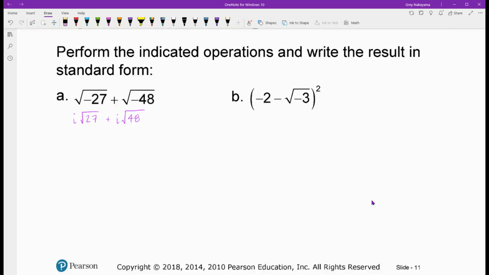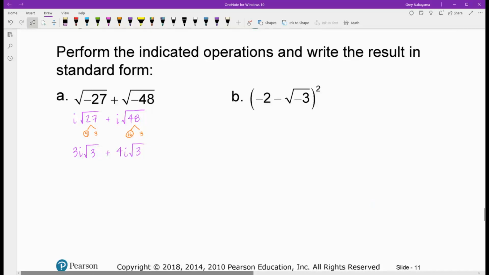Then I'm dealing with the 27, which is 9 times 3. I circle the 9 because 9 is a perfect square. The square root of 9 is 3. So that means the 9 comes out, but the 3 is left in there, which leaves me 3i square roots of 3. And 48 is 16 times 3. The square root of 16 is 4, so it comes outside of the radical, leaving me with plus 4i square roots of 3.